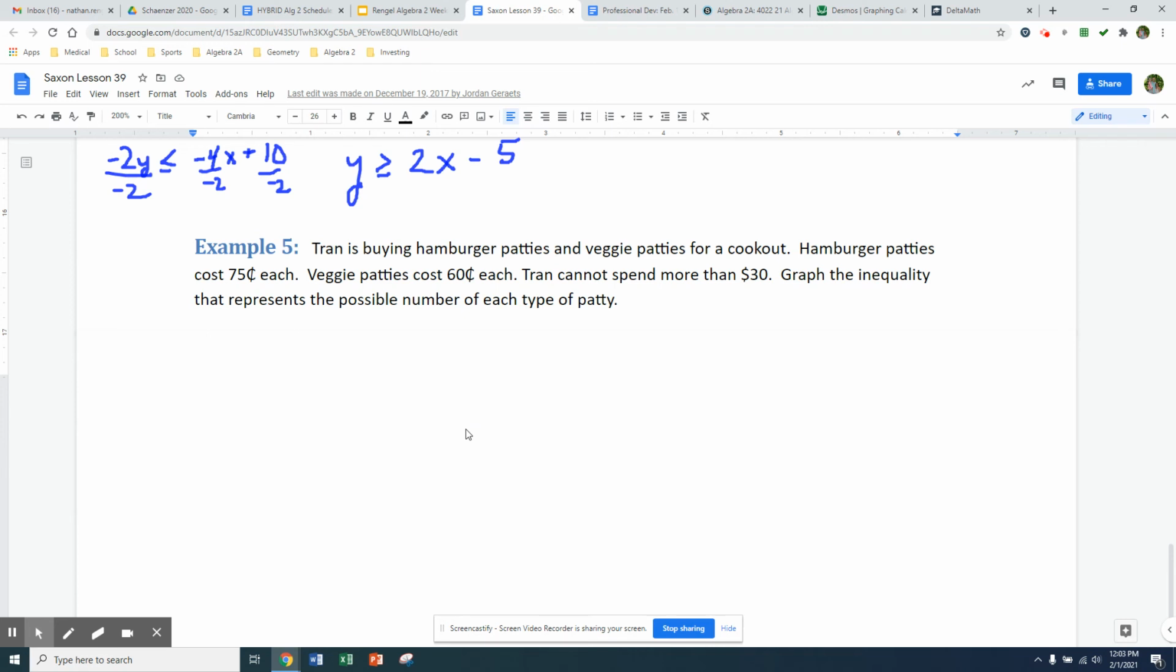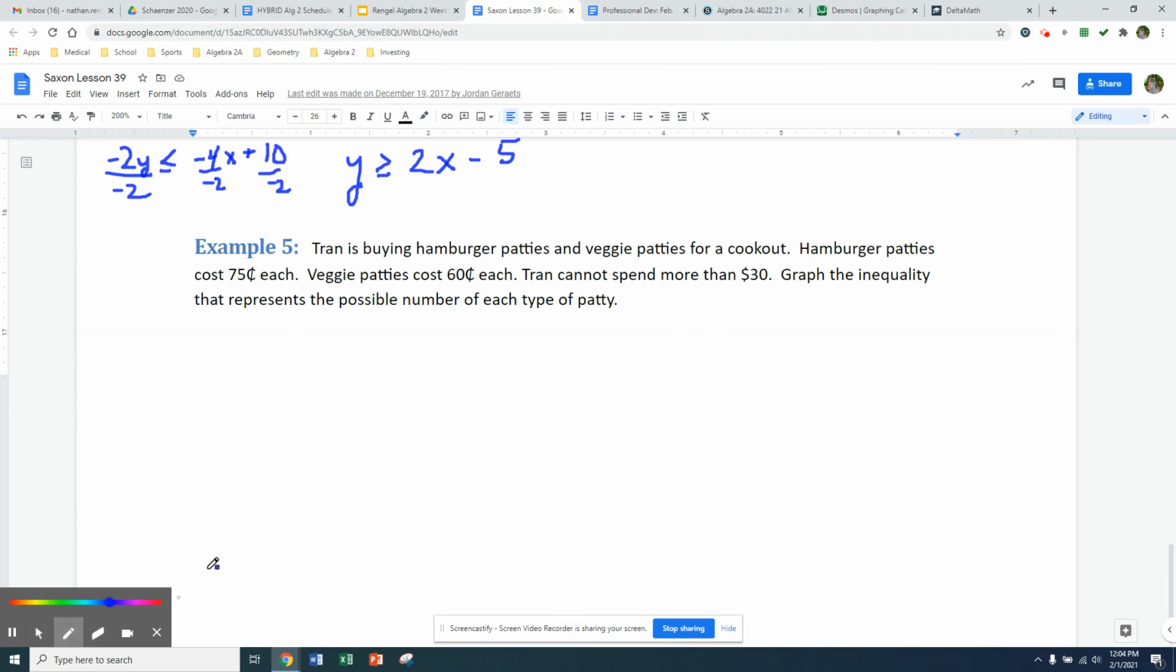So it says Tran is buying hamburger patties and veggie patties for a cookout. Hamburger patties cost 75 cents each. Veggie patties cost 60 cents each. Tran cannot spend more than $30. Graph the inequality that represents the number of each patty that he can buy.